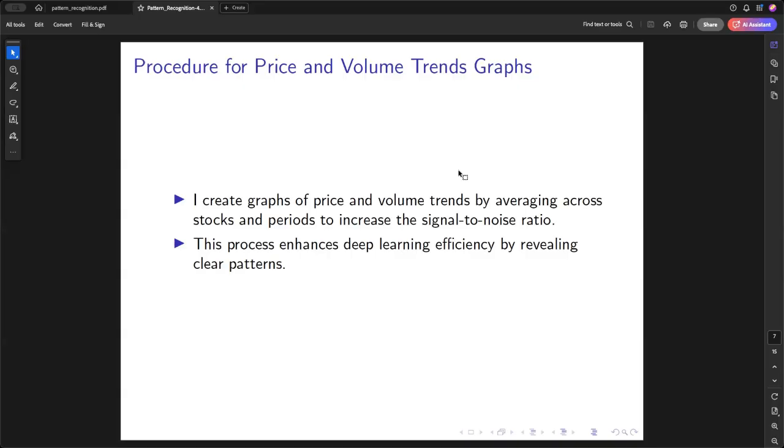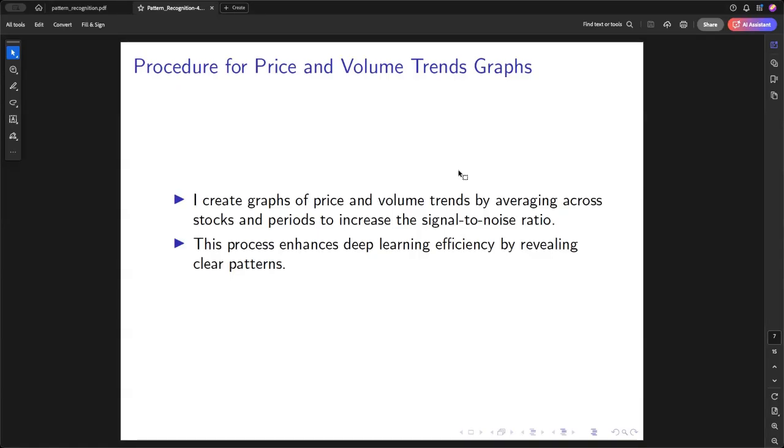So the first step to achieve visual features of a factor, first I need to create well-crafted graphs of prices and volumes. An asset pricing premium is usually defined as the return difference of a high portfolio and low portfolio based on the ranking of the indicator.